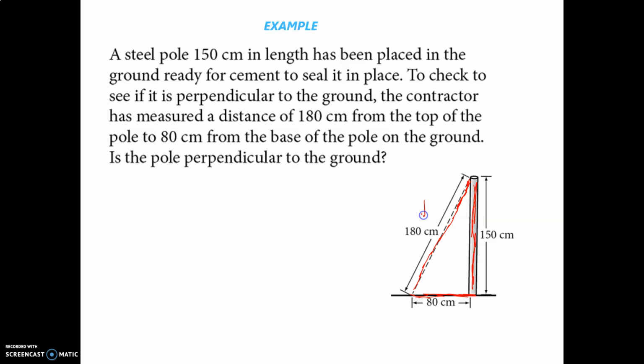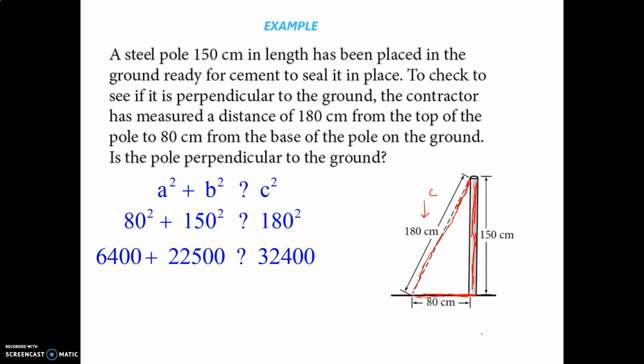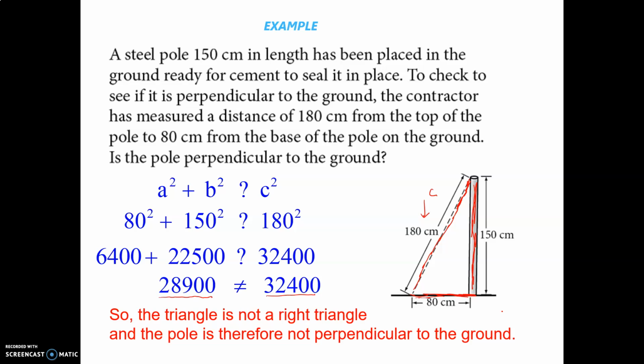Well, 180 is the longest side, so that would be C, and the other two sides would be A and B, and now let's check it out. I'll have A be 80, B be 150, and C be 180. When you plug this into the Pythagorean theorem, this is what you get. A squared plus B squared is 28,900. C squared is 32,400. They are not equal to each other, so therefore it is not a right triangle. So they're going to have to do some adjusting before they pour the cement.